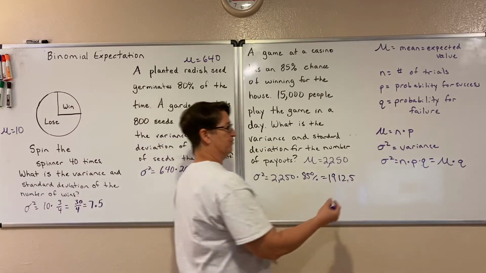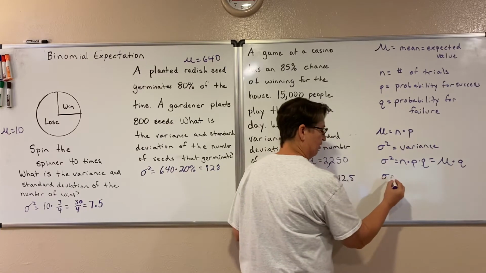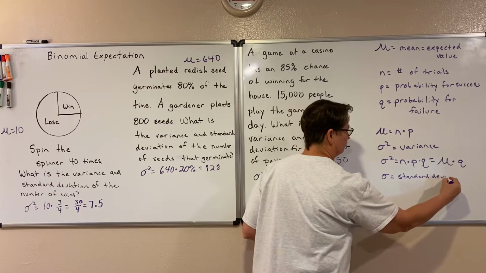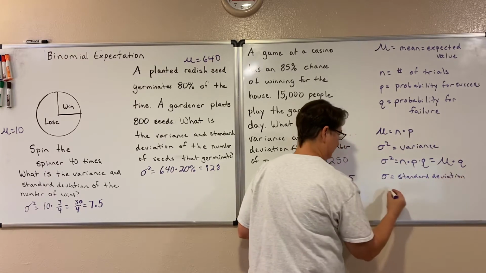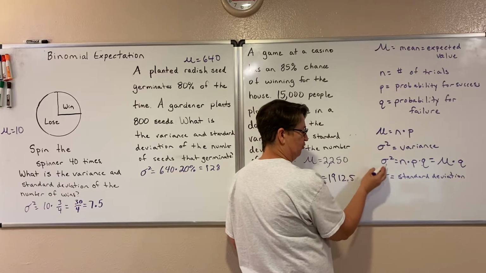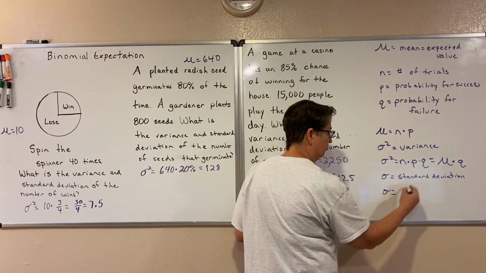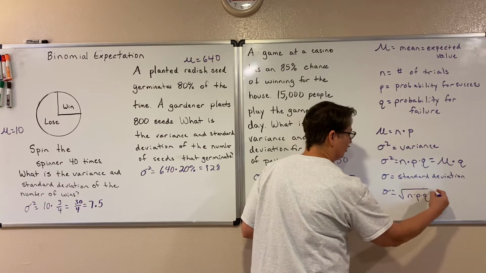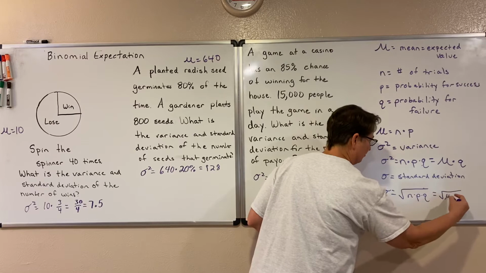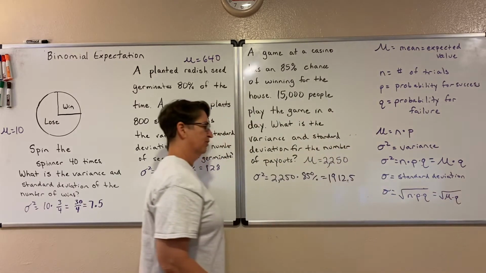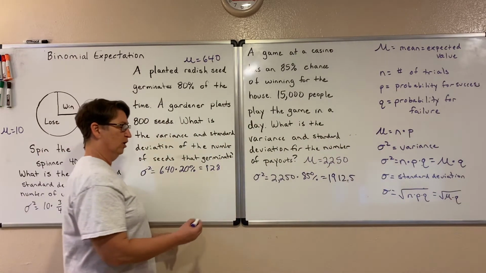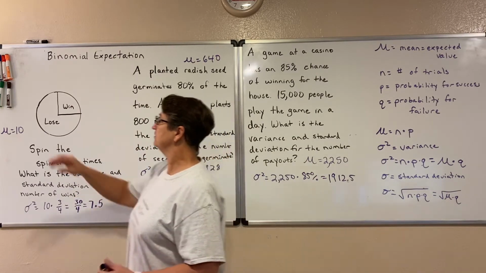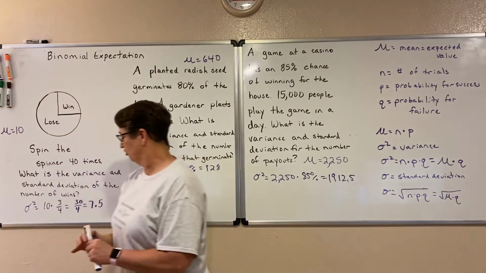Now to find the standard deviation, remember our symbol, the standard deviation, we just take the square root of our variance. Notice it's just the square root of our variance. So we take the square root of n times p times q, or we can take the square root of just our expected value times q. Now we've found the variance for each one, so all we're going to do to find the standard deviation is take the square root of each one of those.